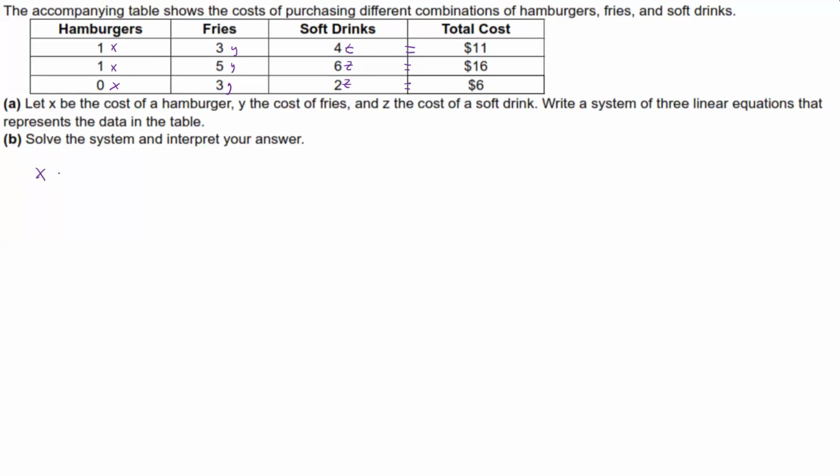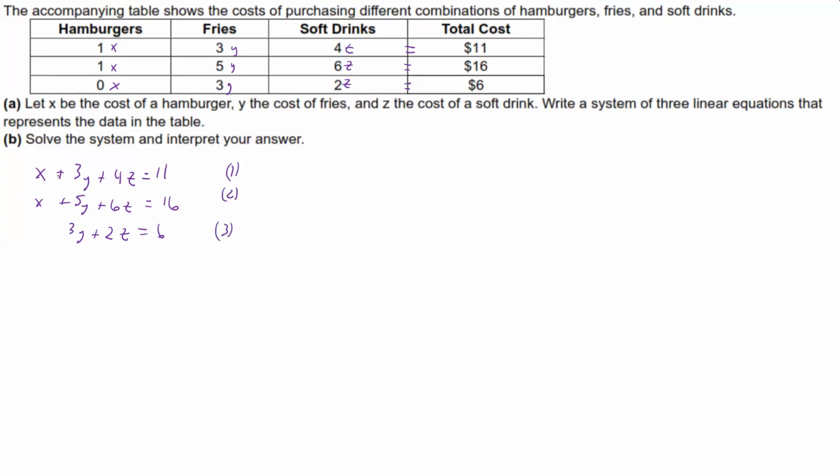So we have x plus 3y plus 4z equals 11. We have x plus 5y plus 6z equals 16. And then we have 0x, but we have 3y plus 2z equals 6. So now we've got our three equations with three unknowns. This is our first one, that's our second one, and that's our third one.